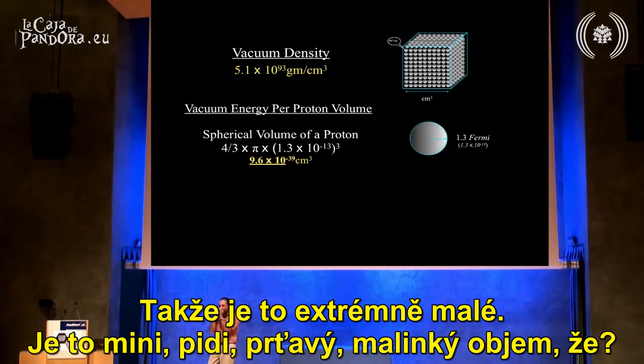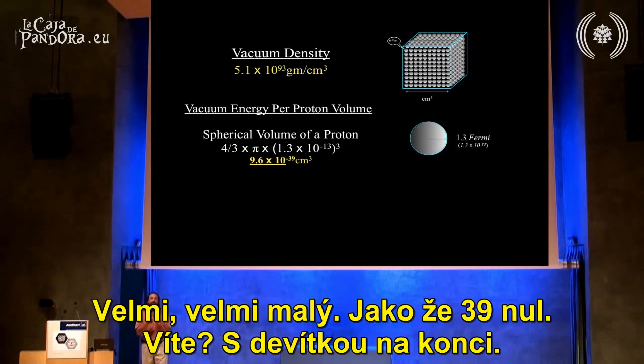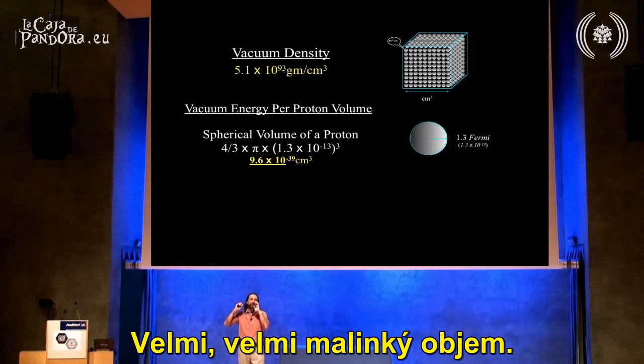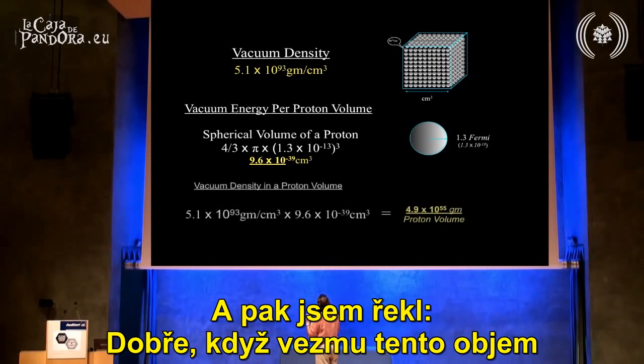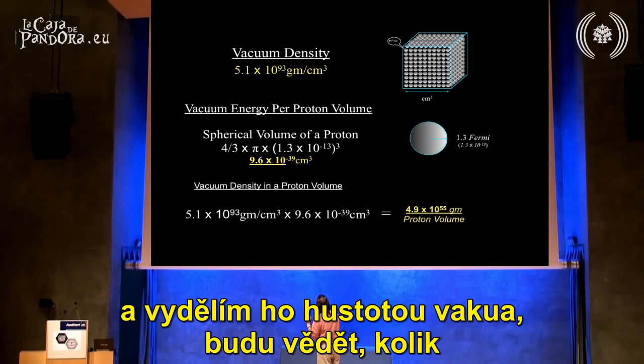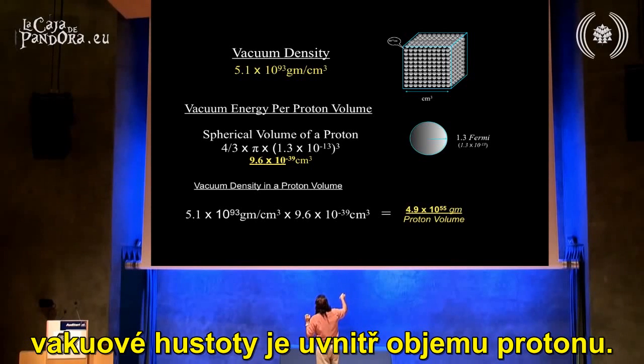It's a teeny, teeny little volume, right? Very, very small. 39 zeros, and a 9. And then I said, okay, so now if I take that volume and divide it by the density of the vacuum, I will know how much vacuum density is inside the volume of a proton.